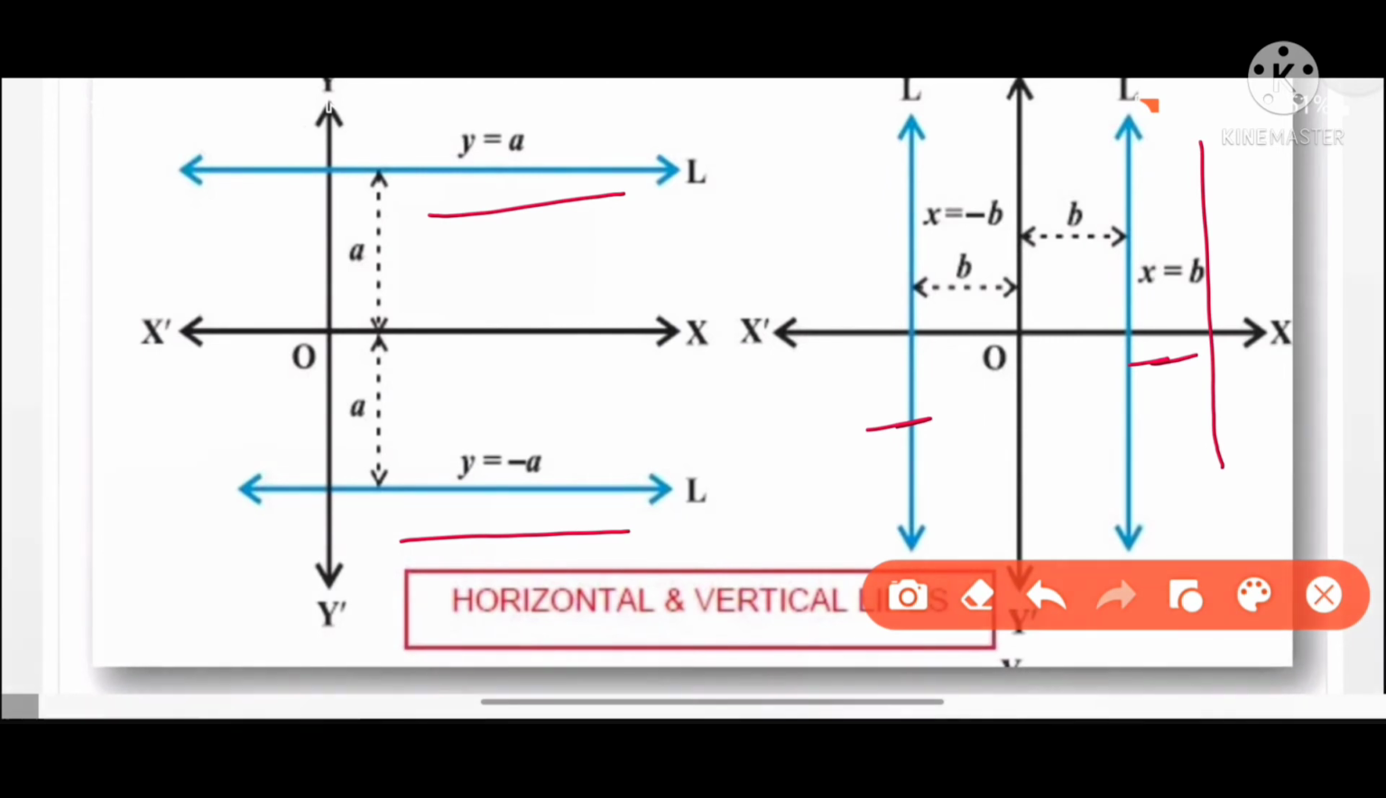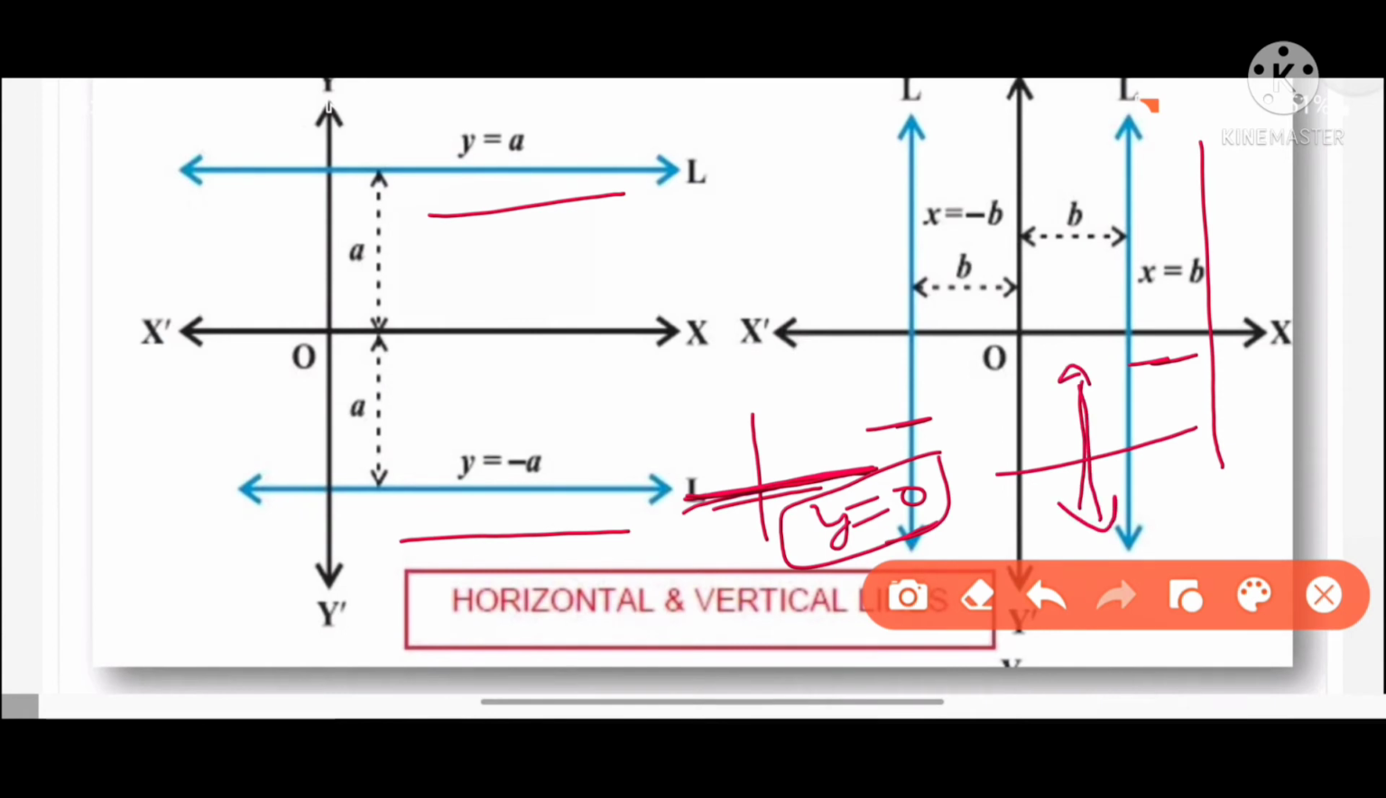Now the question is, what is the equation of the x-axis? Because at the x-axis the value of y is 0, the equation of the x-axis is y is equal to 0. Similarly, the equation of the y-axis: because at the y-axis the value of x is 0, the equation of the y-axis is x is equal to 0.